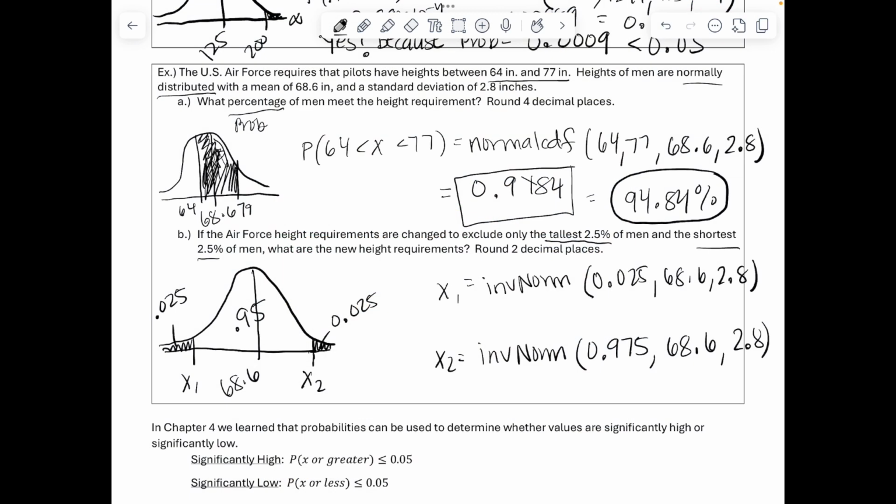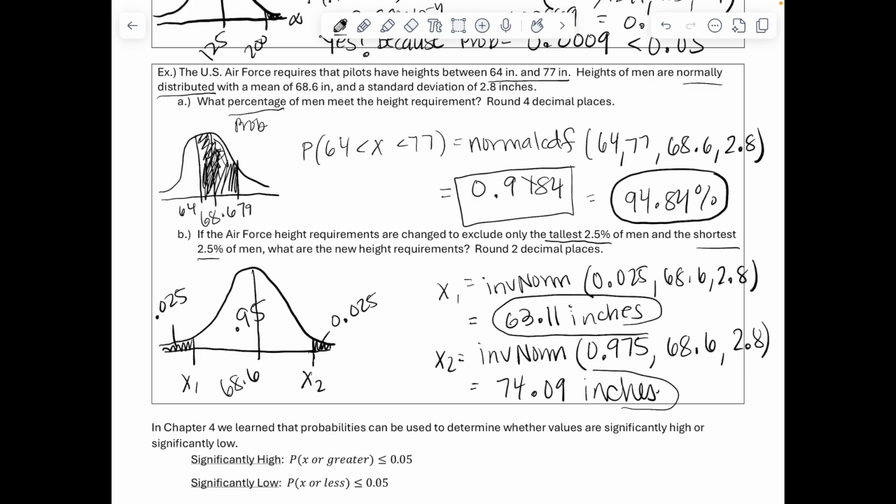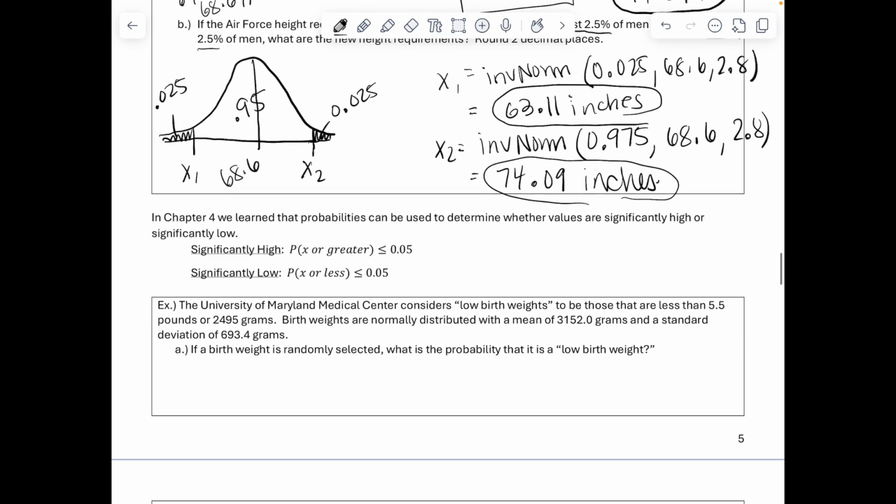From the graphing calculator, we get x1 to be 63.11 inches and x2 to be 74.09 inches. So these are the cutoffs. So anybody who is 63.11 inches or shorter would not be accepted, and likewise anybody who's 74.09 inches or taller would not be included.